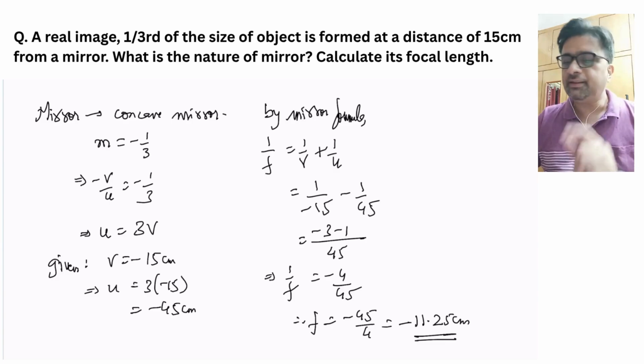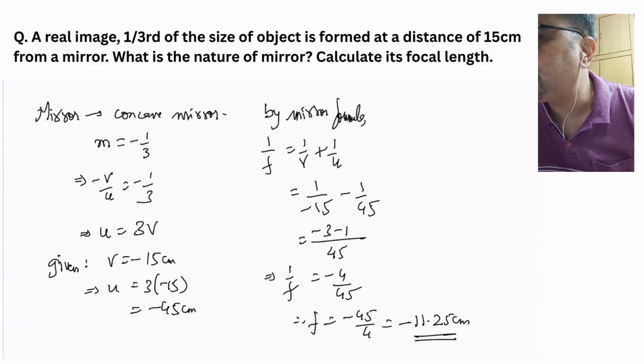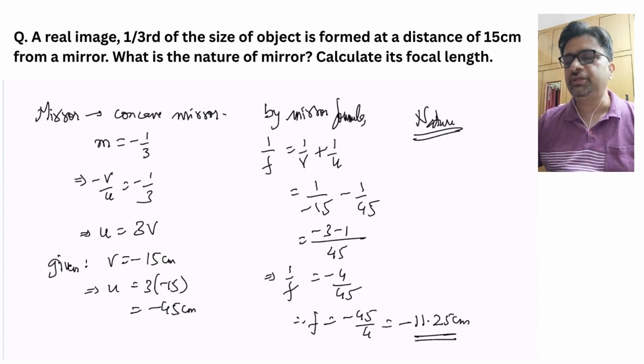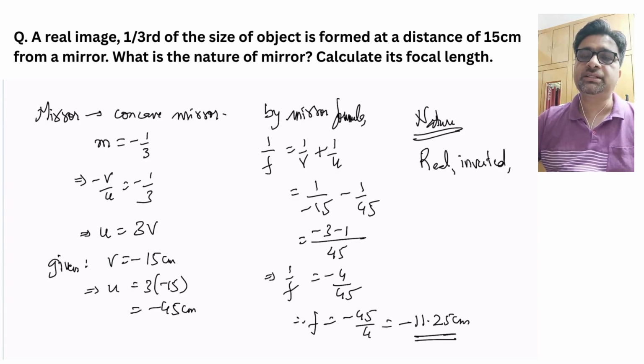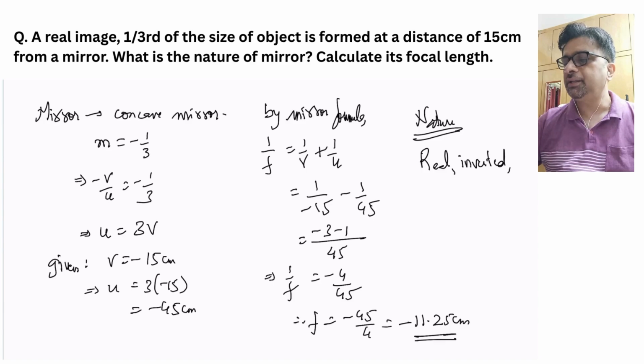Also, the nature of the image, well, most of the information is already given in the question. The nature of the image: this is a real image. Real images are inverted, and the fact that the magnification is less than 1, it is a diminished image.